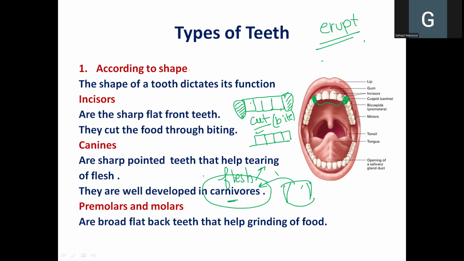And then we have, after this, the premolars and the molars. The premolars and the molars are broader teeth. The premolars come first and then are followed by the molars. Of course, their presence and their number differ according to age, as we are going to see later on.